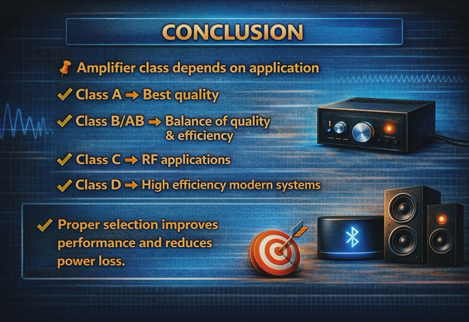Conclusion. Let's quickly summarize what we learned today. The amplifier class depends on the application requirements. Class A provides the best signal quality but low efficiency. Class B and Class AB offer a balance between efficiency and sound quality. Class C is mainly used in RF communication systems. Class D provides very high efficiency and is widely used in modern audio electronics. Choosing the correct amplifier class helps improve system performance and reduce power loss.